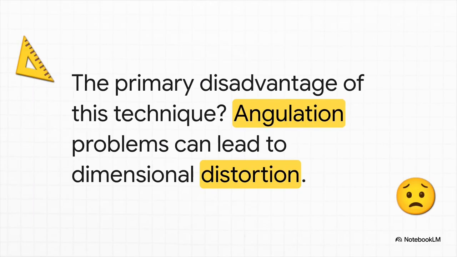But here's the catch. This whole technique is super, super sensitive. If you're off by just a tiny bit, you get something called dimensional distortion. That's really just a fancy way of saying the picture gets all warped. And a warped picture, that can lead to a totally wrong diagnosis.